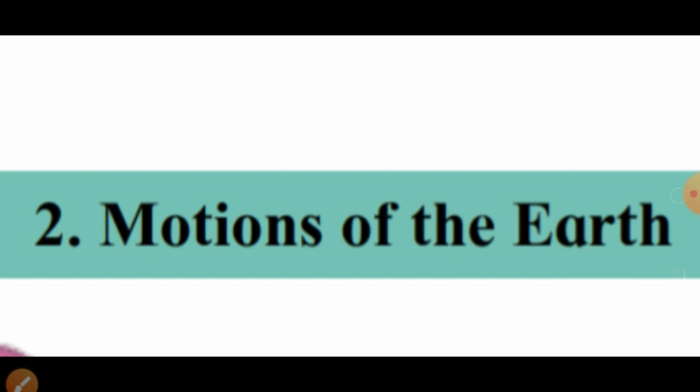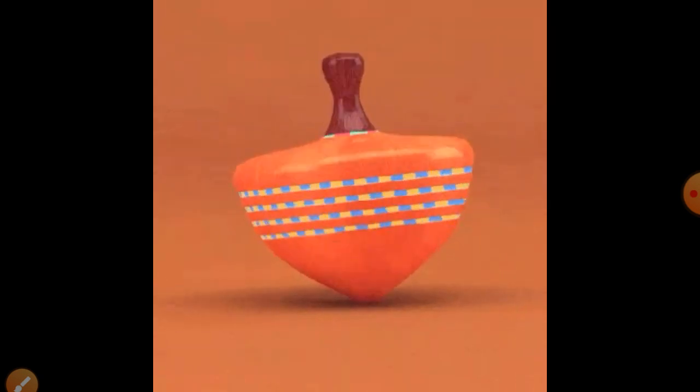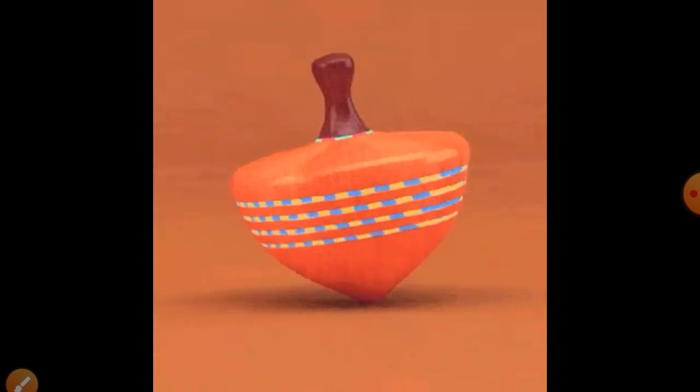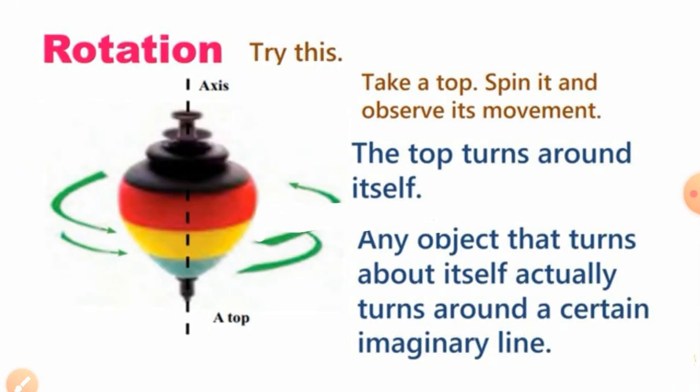Let's first understand the term rotation. For this, let us try this activity. Take a top, spin it and observe its movement. The top turns around itself. Observe the top. Any object that turns about itself actually turns around a certain imaginary line.